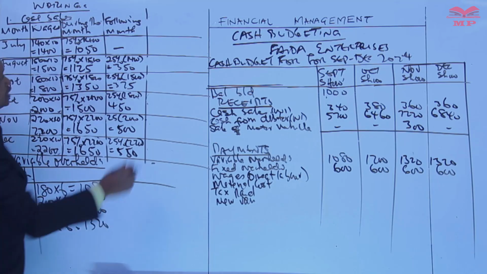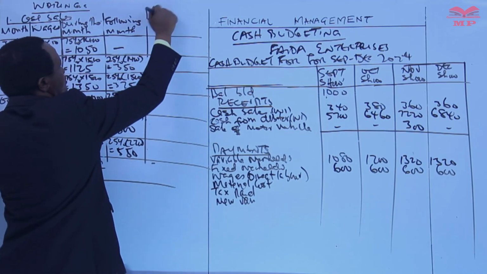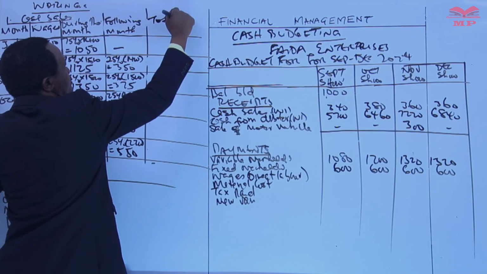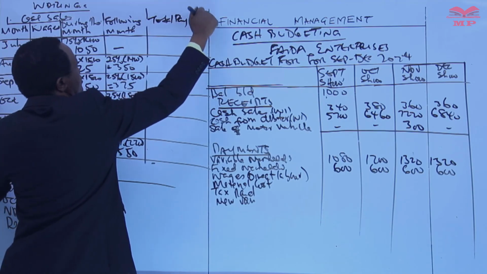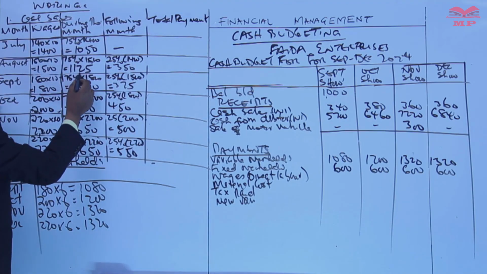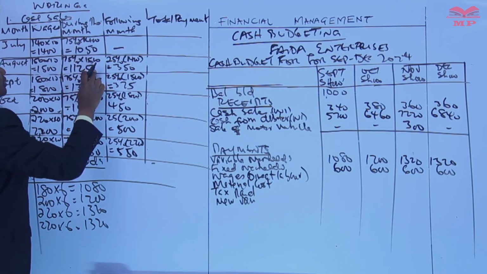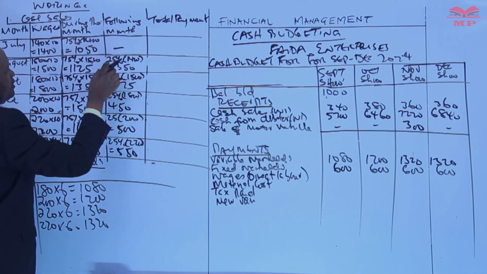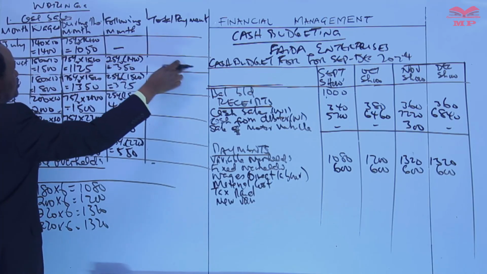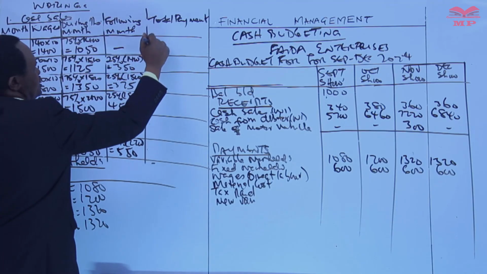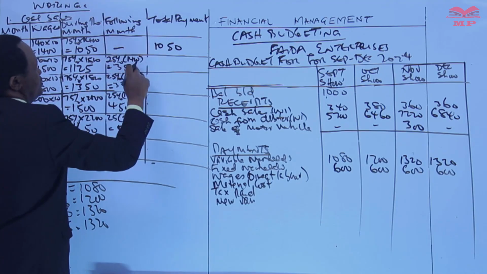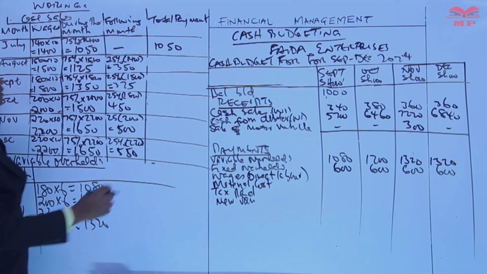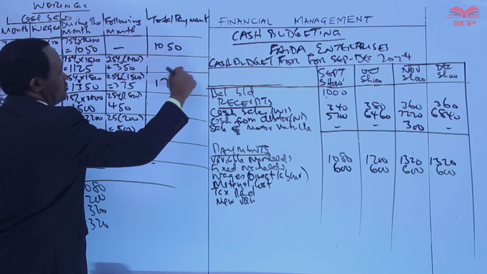So what will be the total payment? We are going to add during the month plus following month. These two will give us the total. Here the total is 1050. Give me this total. Total August from September 1725.